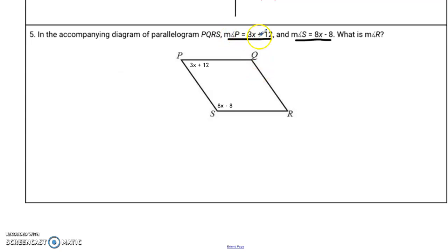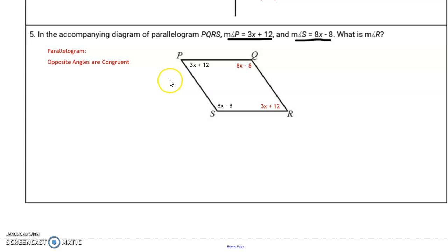All right, the first thing I did here was annotate, and I wrote down the different angle measures that I knew. Now what I have to do is think about the properties of parallelograms to figure out what else I can label in this diagram. Try to figure out what else you can label in the diagram and then see if you got it right.